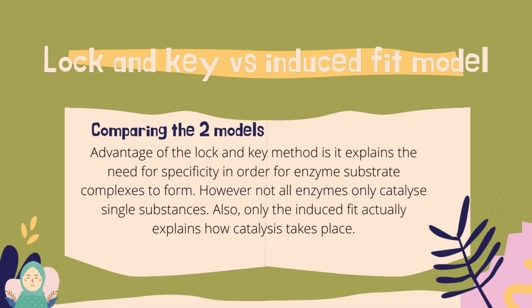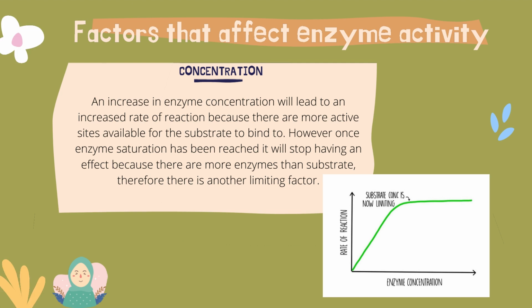The widely accepted and used model for how enzymes work is the induced fit because it clearly explains how catalysis takes place. However, there are advantages to the lock and key method. For example, the need for specificity in order for enzyme-substrate complexes to form. There are many factors that can affect enzyme activity, one being enzyme concentration. An increase in enzyme concentration will lead to an increase of the rate of reaction because there are more active sites available for substrates to bind to. However, eventually it will stop having an effect when enzyme concentration is no longer a limiting factor.